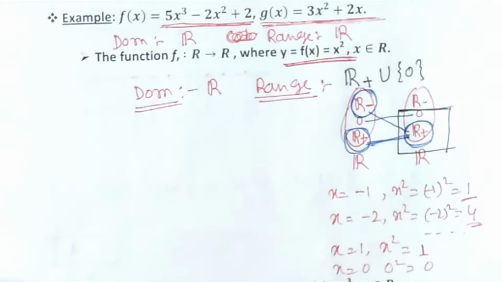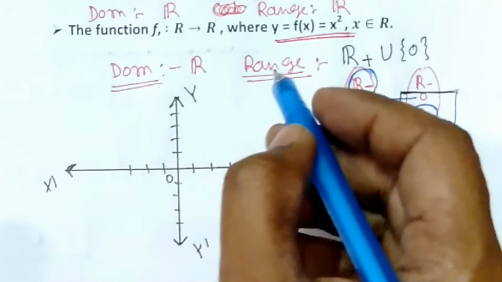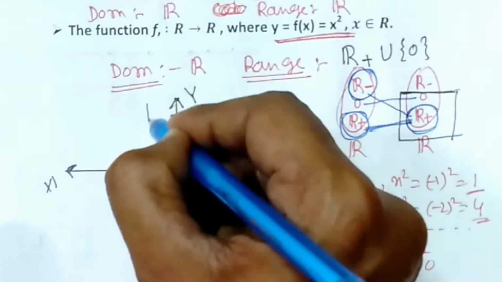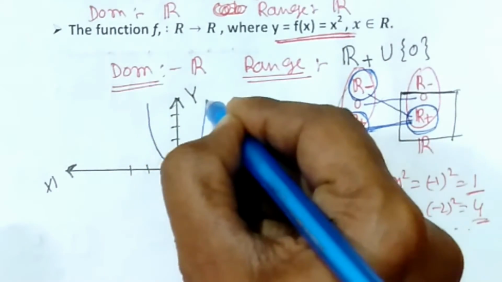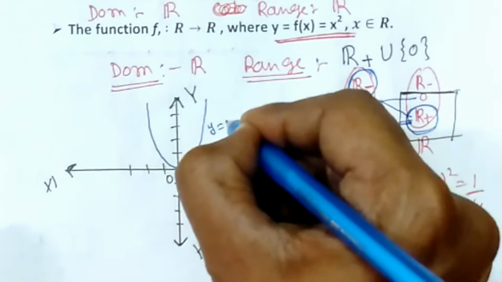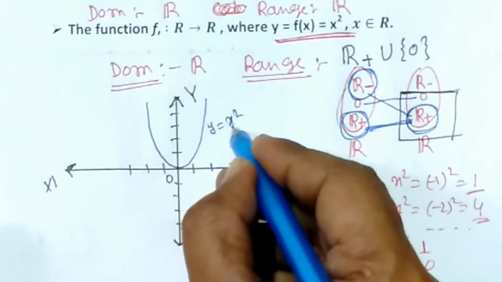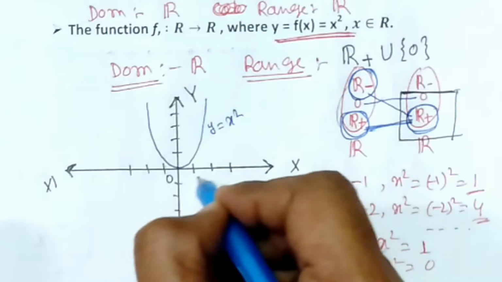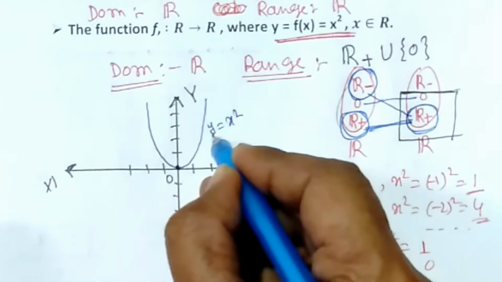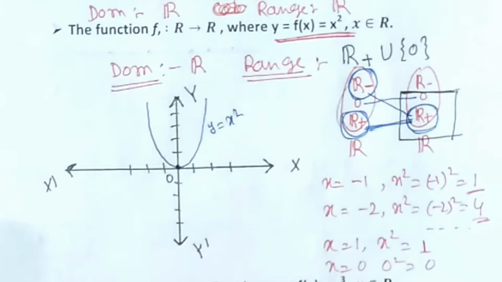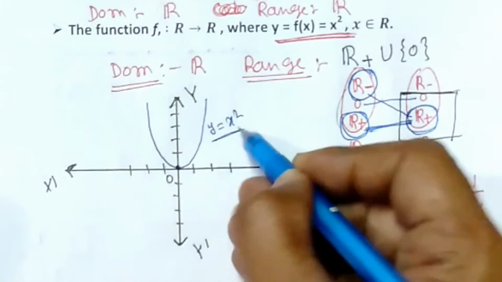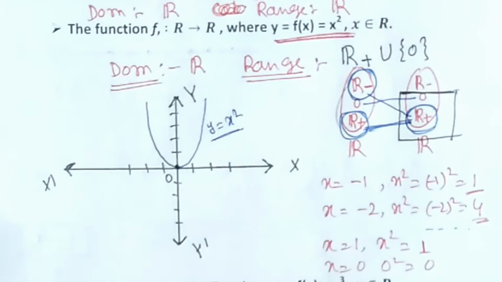Now what will be the graph of this function? The graph of y equals x square will be like this. This is y equals x square. Look, this will meet the x axis at the 0, 0 point. For x equals 0, y is also 0. You know that this is a diagram of a parabola.